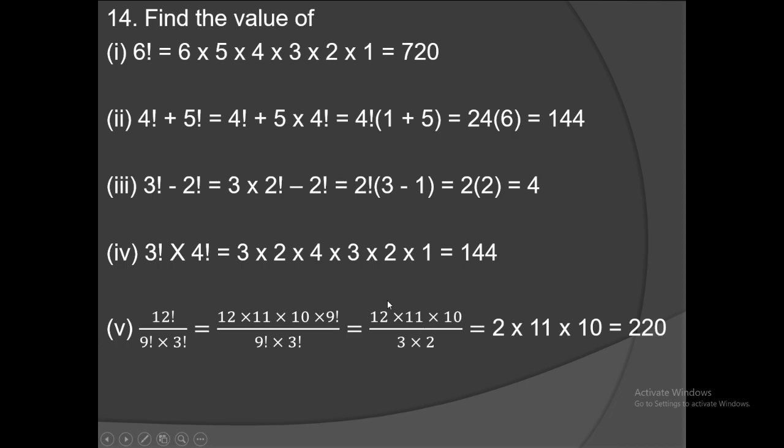So 6 cancels with 12, 2 times. So 2 into 11 into 10. Okay, this is here 2 into 11 into 10. So multiplying that, you have got the answer 220. Right? So this is the way factorial works.